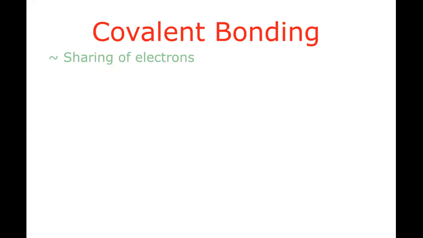Covalent bonding is the sharing of electrons by two elements, and it is formed by overlapping of orbitals. With respect to sharing of electrons, there are three types of covalent bonds. Those are single covalent bond, double covalent bond, and triple covalent bond.